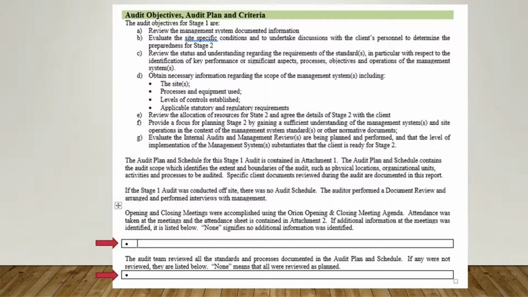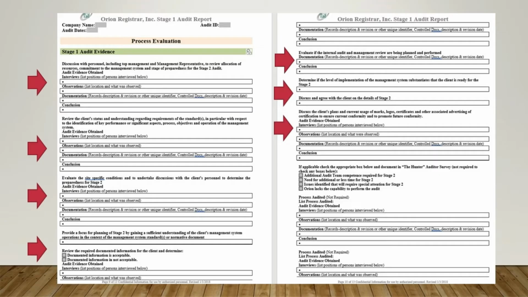If there were any changes during the opening or closing meetings, they will be included in the upper box. If a process was not audited, it will be shown in the lower box. If no changes were made, write none. In this part, verify that the information is correctly filled in the corresponding spaces. The ones marked with arrows are compulsory.